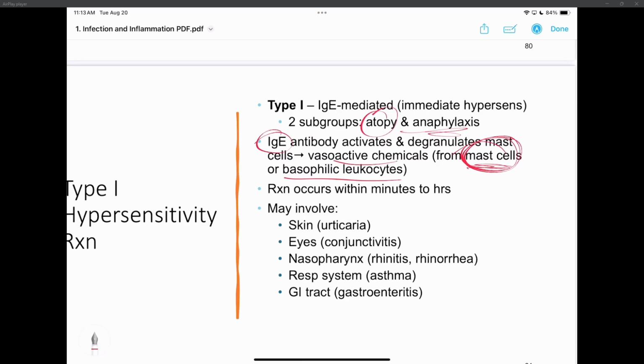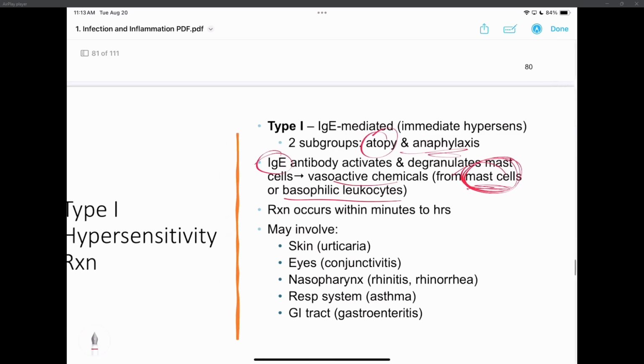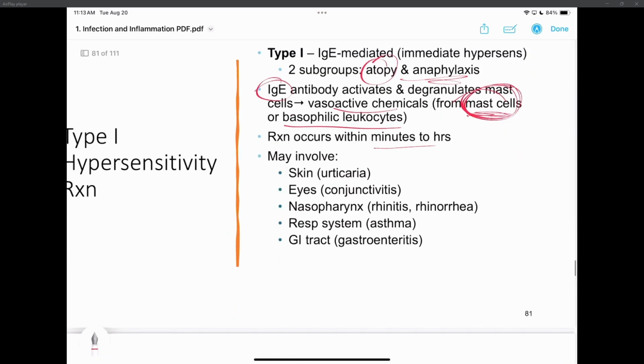Reaction occurs within minutes to hours. Again, if you've gotten a bee sting or whatever, if you eat peanuts and you're allergic to that, you start feeling it pretty soon. Shrimp allergies, whatever.